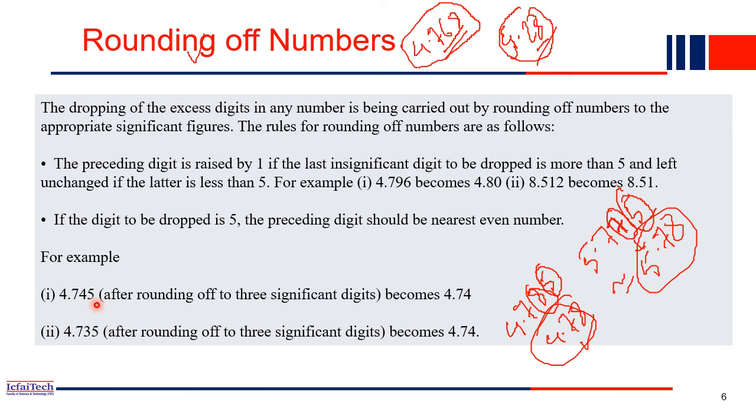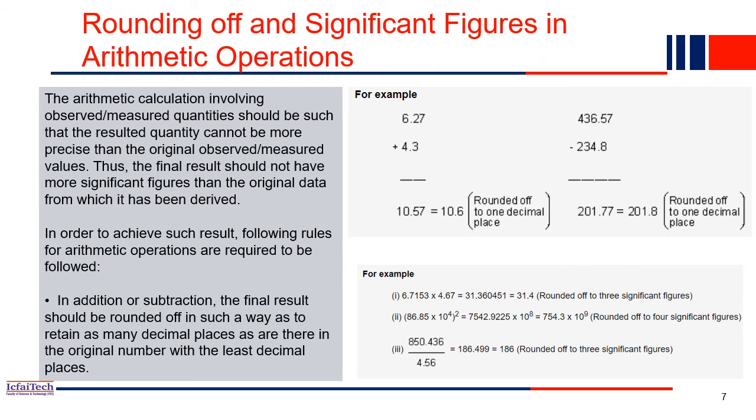So 4.745, right? If you round it off to 3 significant digits, currently it has 4 significant digits, 4745. Now we want to convert it into 3 significant digits. So in that case, what will you do? You have the last 5, and the digit before it is already even, so there is no change. So 4.74 will be the 3 significant digit number. Whereas in this one, 5 is the last, and the digit before it is odd, so you have to increase it, because you have to make it an even number. So this will be 4.76. So that is the rounding of numbers, the rule we will be following.